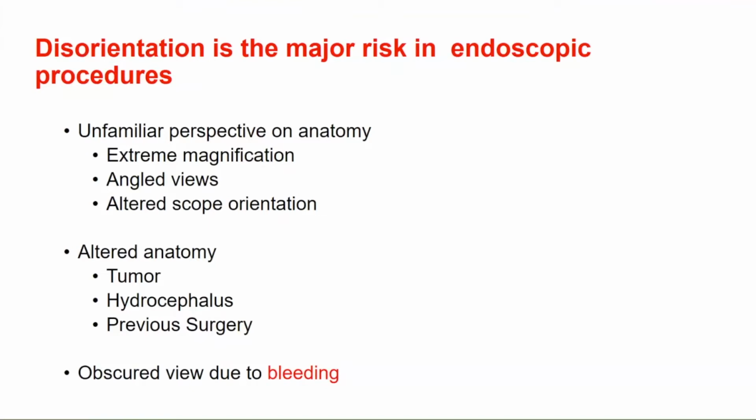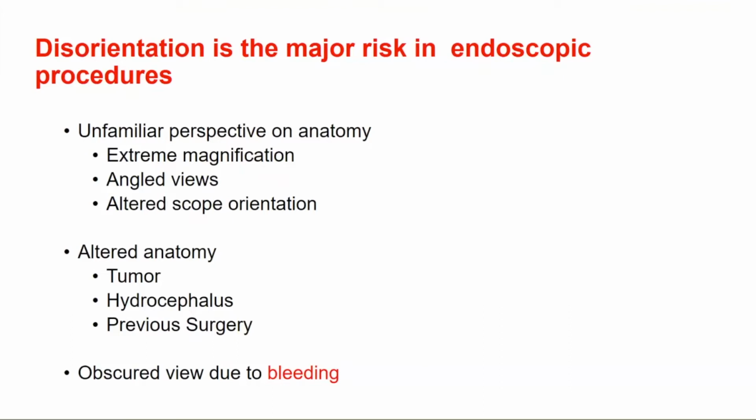And obviously, there are patient factors. If you have a tumor, or hydrocephalus, or scarring, or previous surgery, or whatever the patient-unique factors are, that's going to distort the anatomy further. The third, but certainly not an infrequent reason to be disoriented, is when you have bleeding. When you have bleeding, all you see is basically red blood in your field. I'll go over some of the basic steps that we follow when you run into bleeding, but that can also completely throw you off.